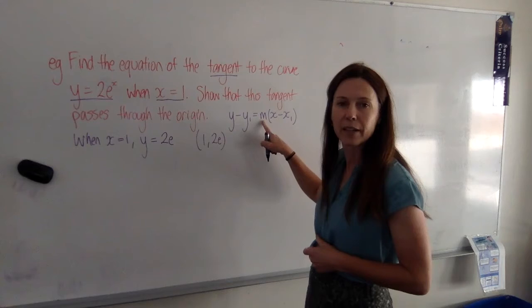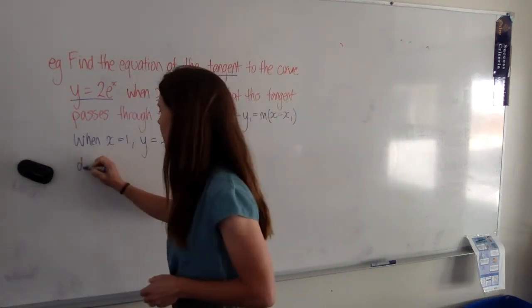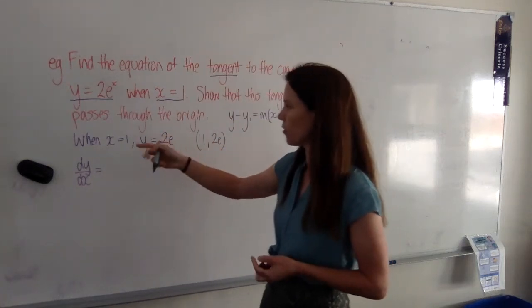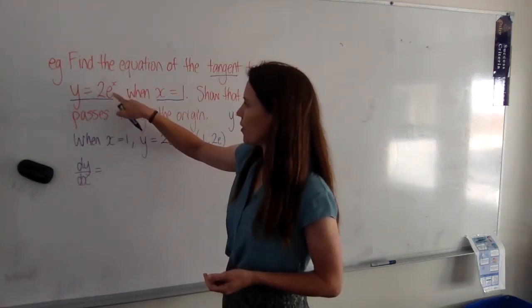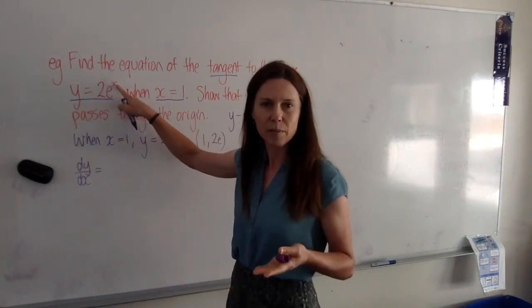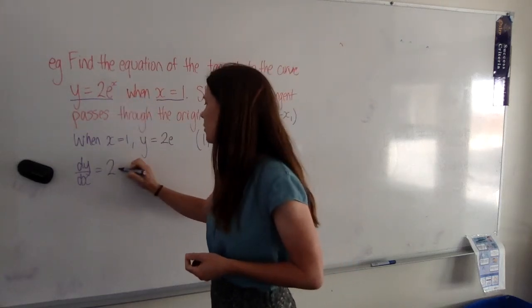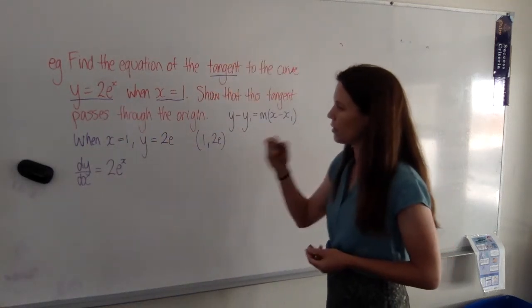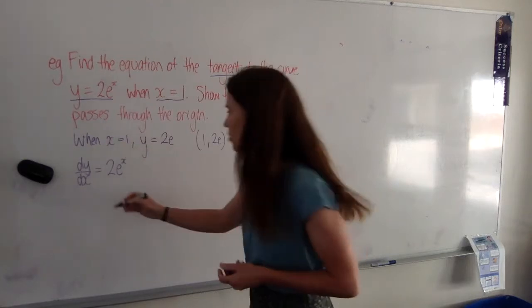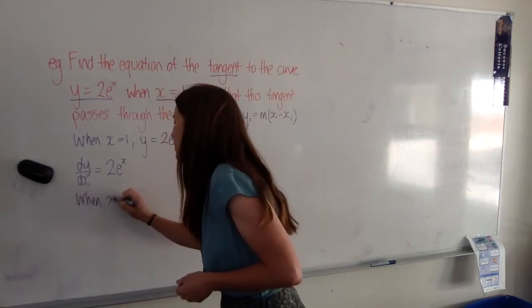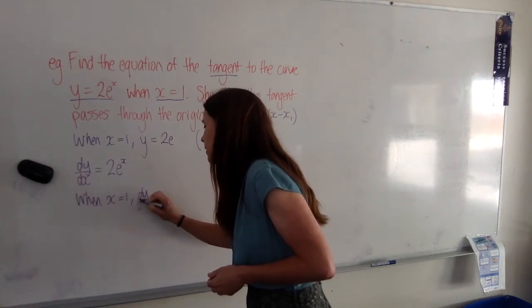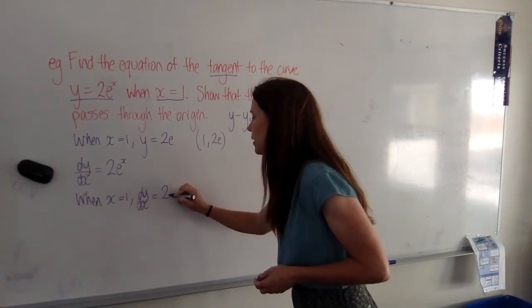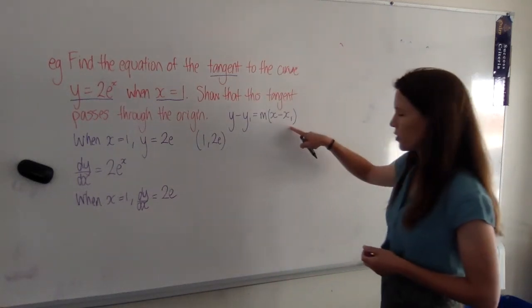Now I just need to find the gradient at that point. So I differentiate the curve, because differentiating gives me the gradient of the tangent and the curve itself. And to do that, I know that differentiating e to the power of x gives me e to the power of x, but the 2 stays out front, so the differentiation is exactly the same as the curve itself. Now I need to find what the gradient is when x is 1. So I write it like this, when x equals 1, dy dx is equal to, subbing 1 in there, I'm going to get 2e.